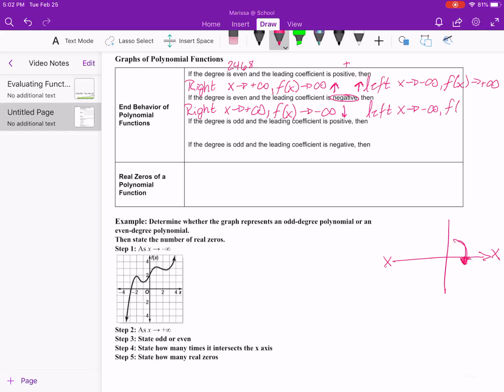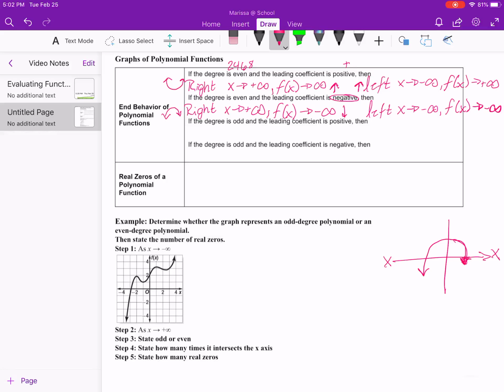Then f of x, our function, our graph itself, is also going to be getting smaller. So it's going to be going down again. So that's an example of that graph there. So far our graph is looking like this or like that. So both down, both up.